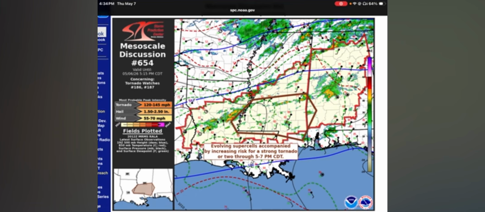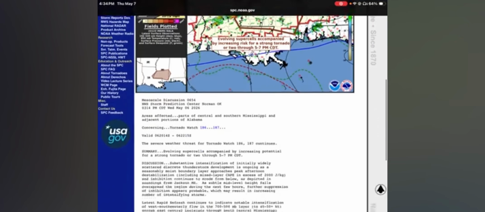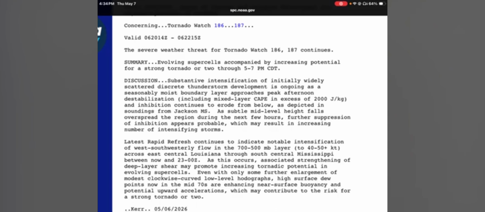So on this it says evolving supercells accompanied by increasing risk for a strong tornado or two through 5 through 7 p.m. Central Daylight Time. And that's in brown. We don't really need to read the summary because it's literally the same thing.